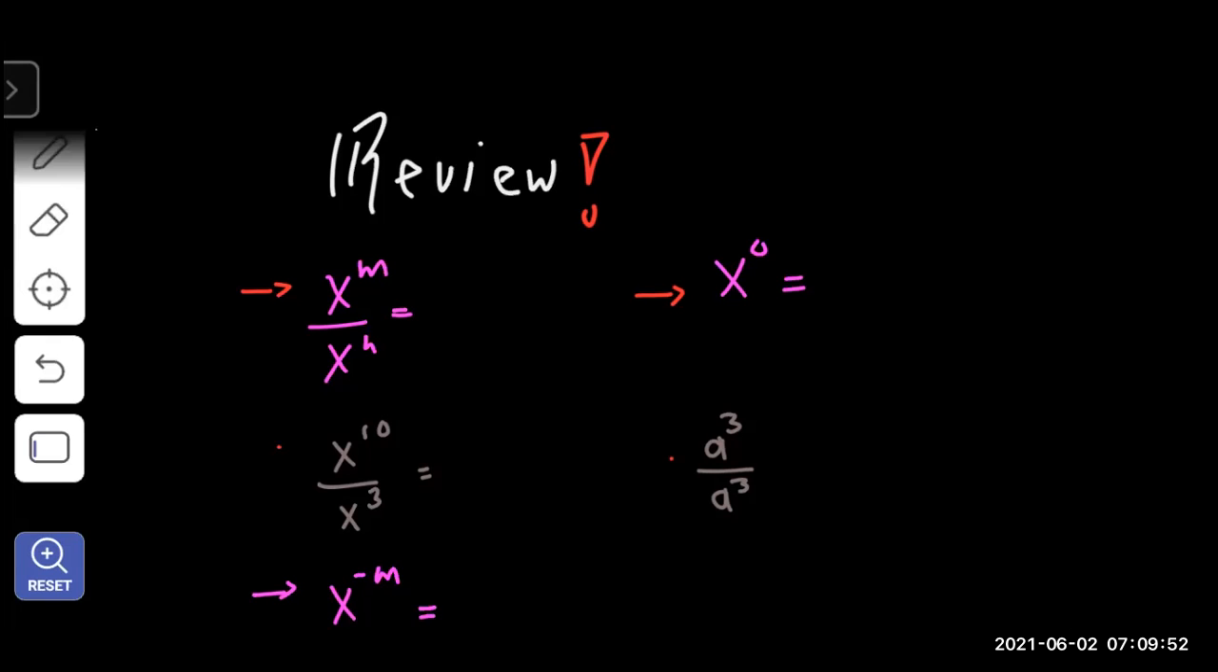First of all, let's suppose this is a property. The pink ones are properties. Let's suppose that you have a variable raised to a certain power m, and then you have over the same base, the same variable raised to another power. So what do you think is going to happen? If you have the same base divided, what do we do with the little numbers called exponents?